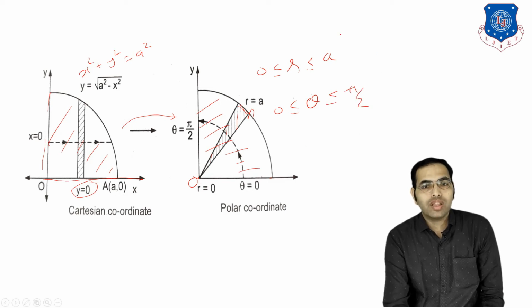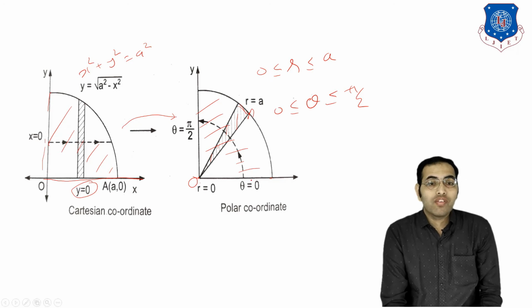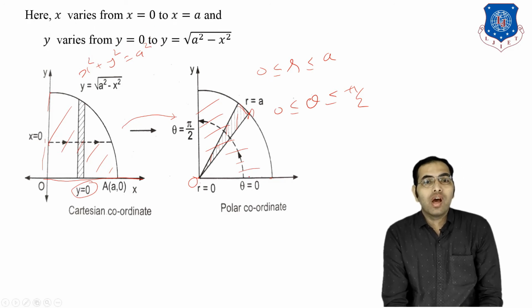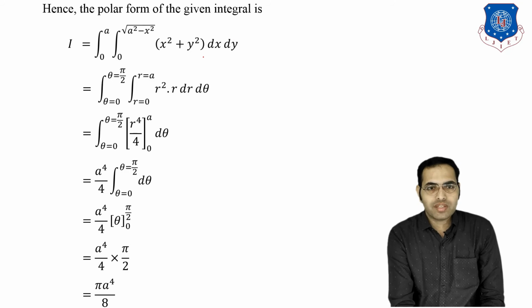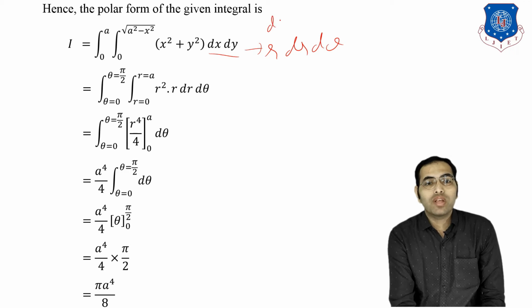Now substituting all these limits into our double integral, it becomes the polar form. The given integral is I equal to double integral, 0 to a, 0 to square root of a square minus x square, x square plus y square dx dy. In this equation we replace dx dy by r dr d theta, because we have the formula dx dy equal to mod J dr d theta, and the value of the Jacobian for polar coordinates is r.